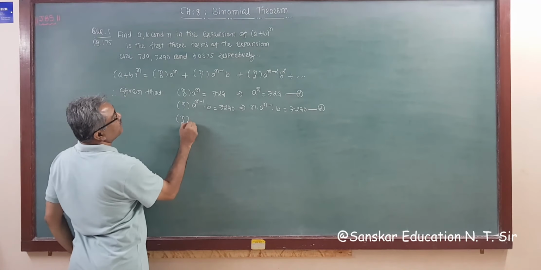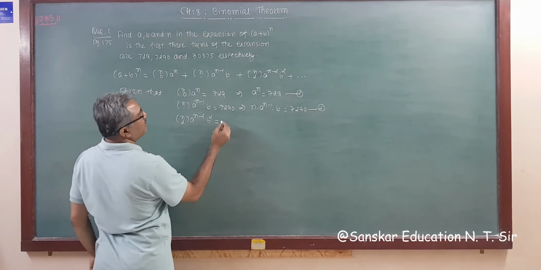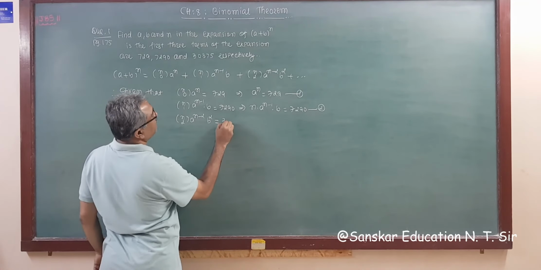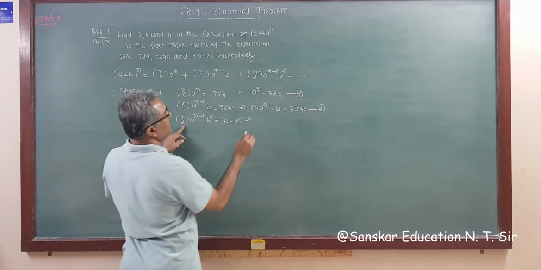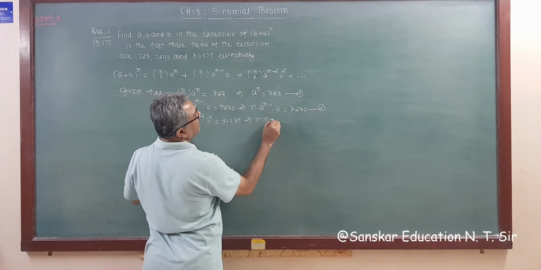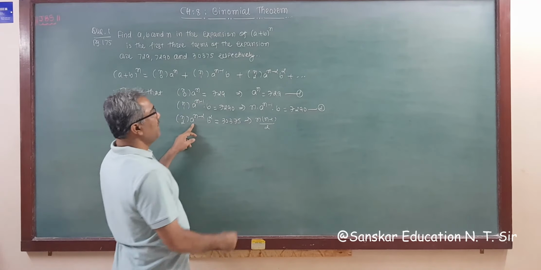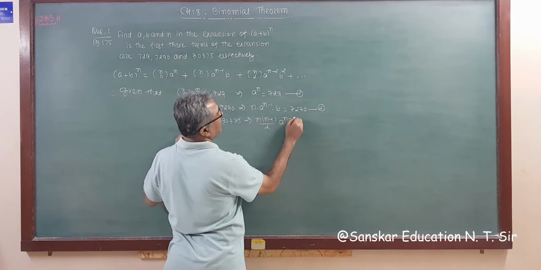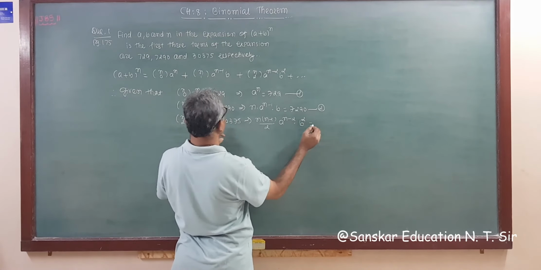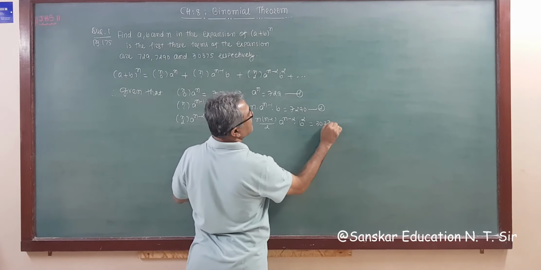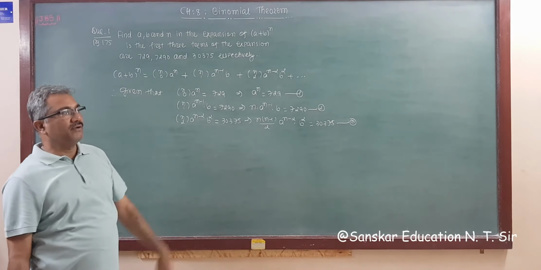So nC2 a raised to n minus 2 b square is equal to the given 30375. That is, nC2 is n into n minus 1 by 2, so n into n minus 1 by 2 into a raised to n minus 2 into b square is equal to 30375. Result number 3, right? So now we have to solve this.